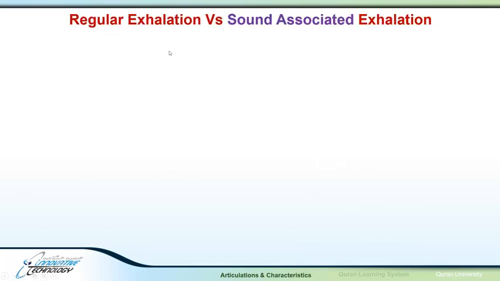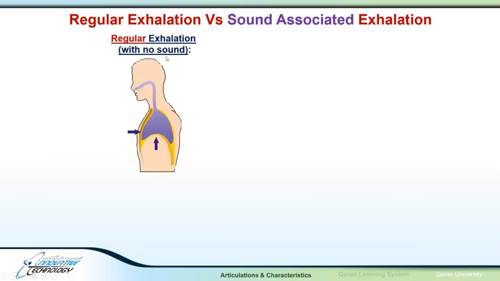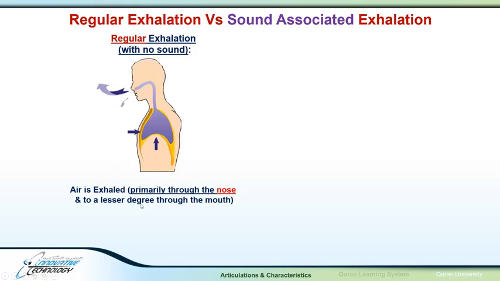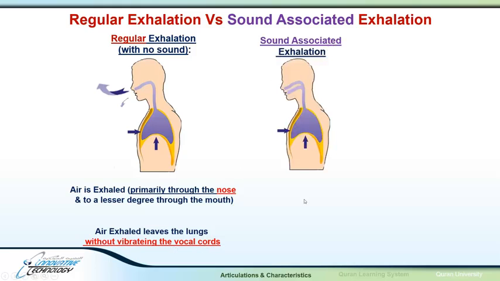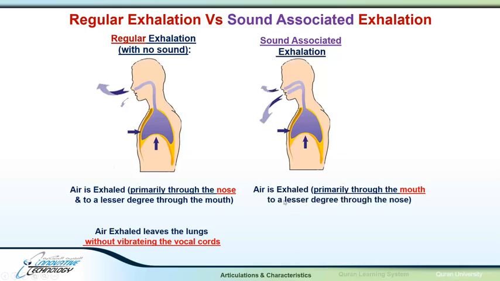So let's compare regular exhalation versus sound-associated exhalation. In regular exhalation with no sound, air is exhaled primarily through the nose and to a lesser degree through the mouth. Air leaves the lungs without vibrating the vocal cords, while in sound-associated exhalation, air is exhaled primarily through the mouth, to a lesser degree through the nose, and air exhaled while speaking vibrates the vocal cords while leaving the lungs.